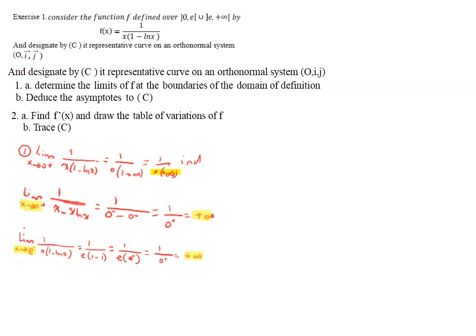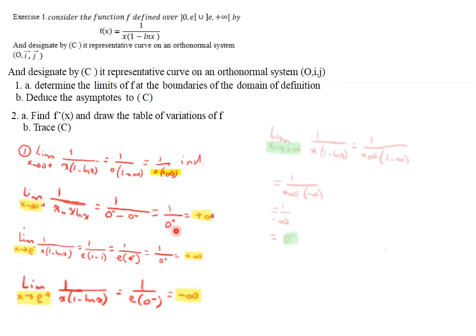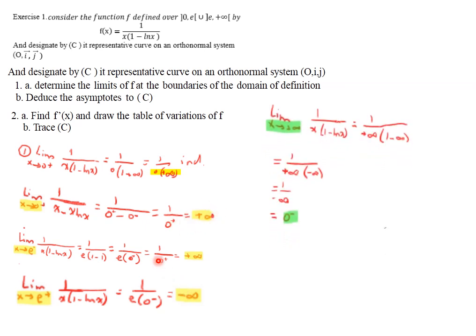Now when x tends to e minus, we have here e, ln e is 1. 1 minus 1 is 0. Number over 0 plus is plus infinity. And now when x tends to e plus, we will get minus infinity in this case. We still have one limit, which is the limit when x tends to plus infinity. Here we have plus infinity times minus infinity, it's minus infinity. So number over minus infinity is 0 minus. So we are done with the limits, and now we need to deduce the asymptotes.